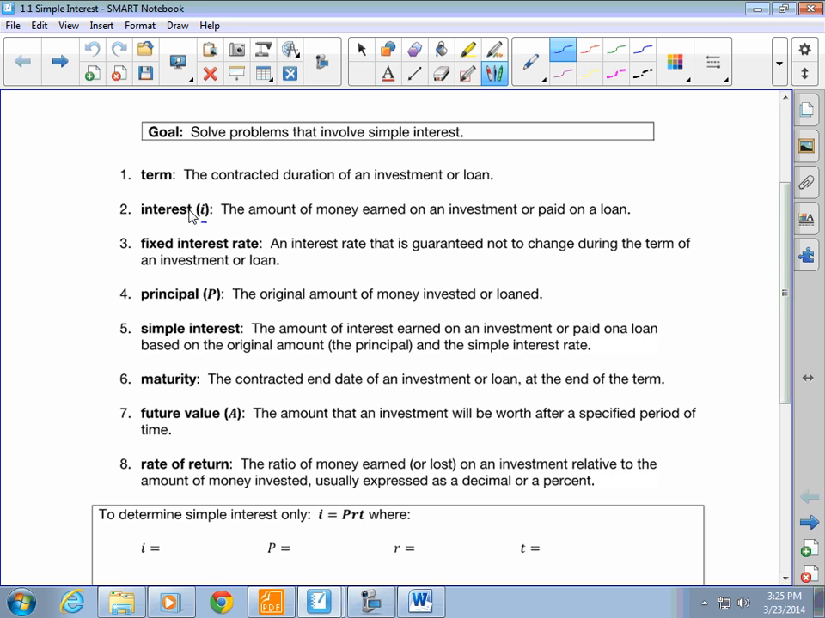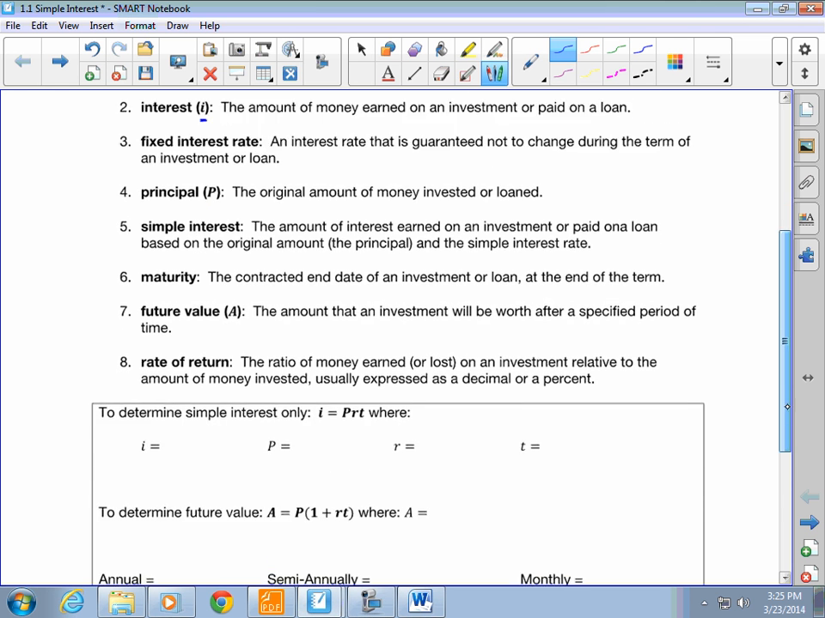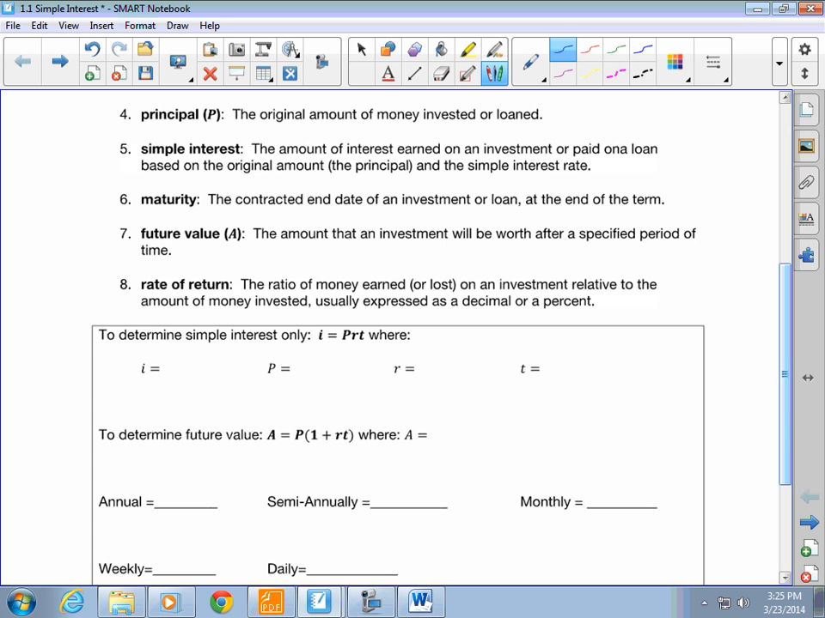So simple interest is always going to be, whenever you see that little I, that stands for interest. A capital P is principal. Future value is always going to be symbolized by the capital A. So future value is the amount that an investment will be worth after a specified period of time. Rate of return is the ratio of money earned or lost on an investment relative to the amount of money that was invested, usually expressed as a decimal or a percent.